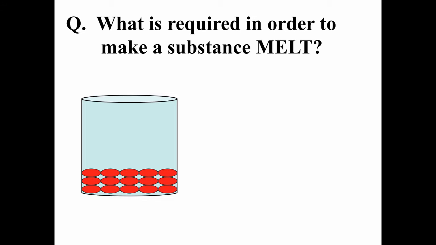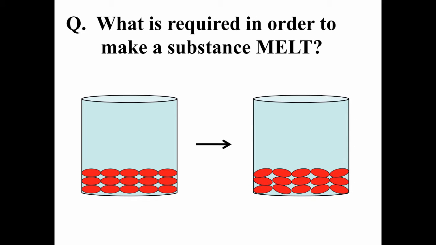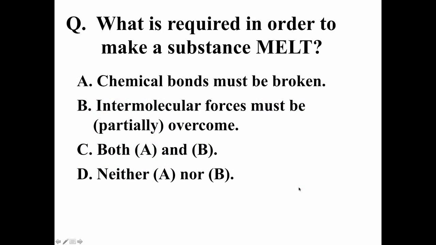What's required for a substance to melt is it has to overcome intermolecular forces enough so that the molecules are no longer rigidly held in place, but they're still close together but free to move around each other. What's needed to make a substance melt? Do we need to break chemical bonds? Do we need to overcome intermolecular forces, or both or neither? And you might want to think about that a little bit.